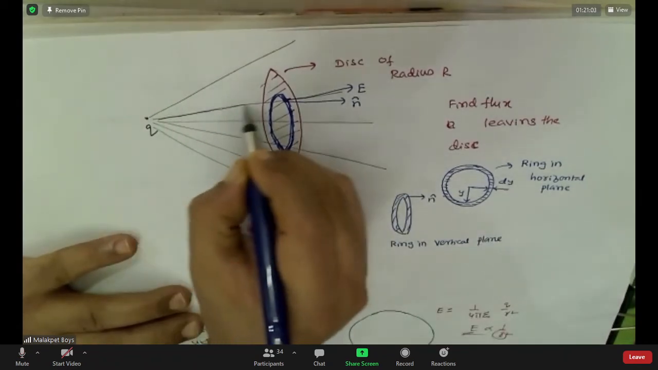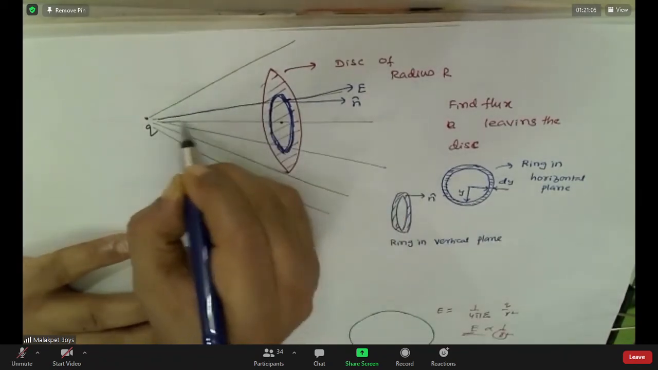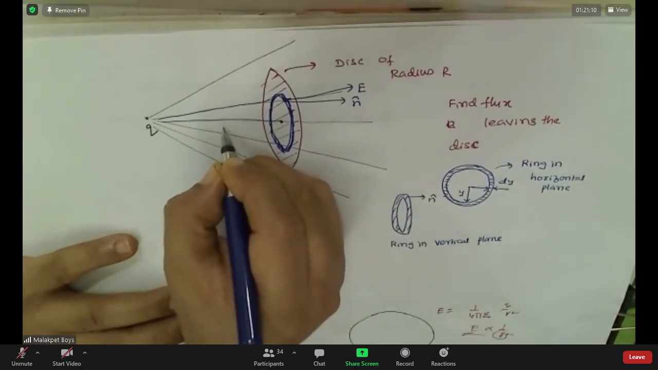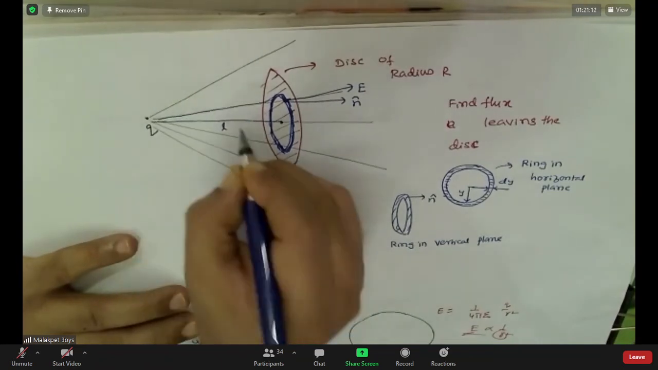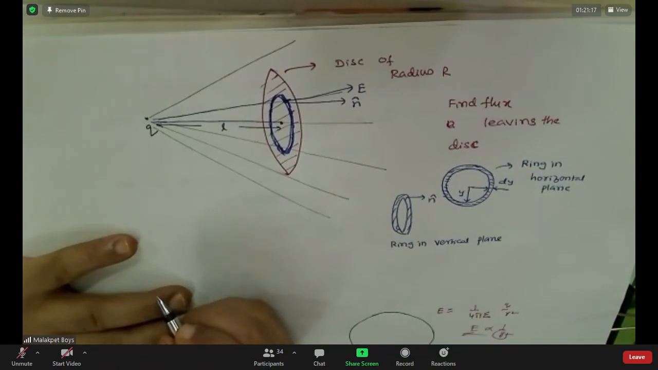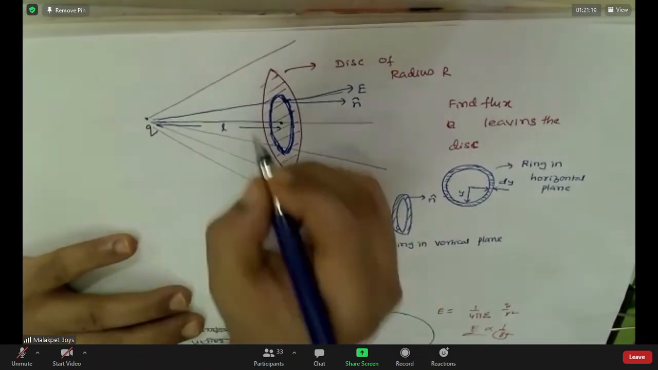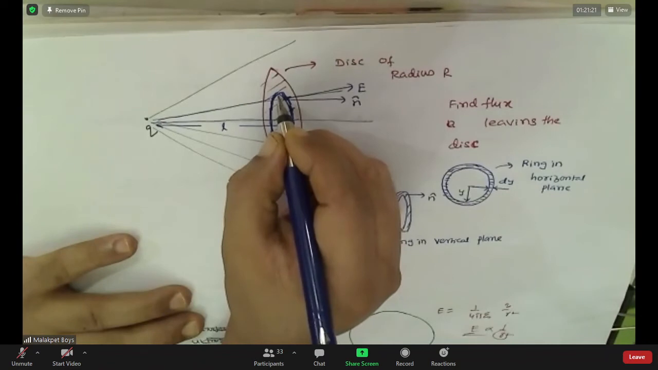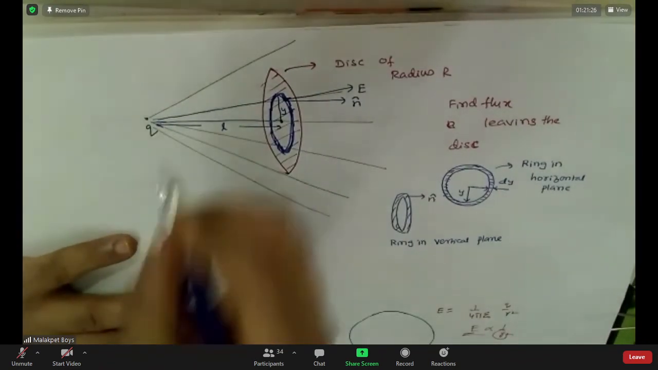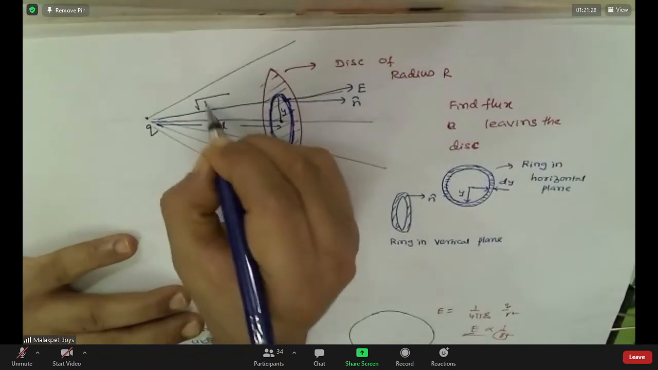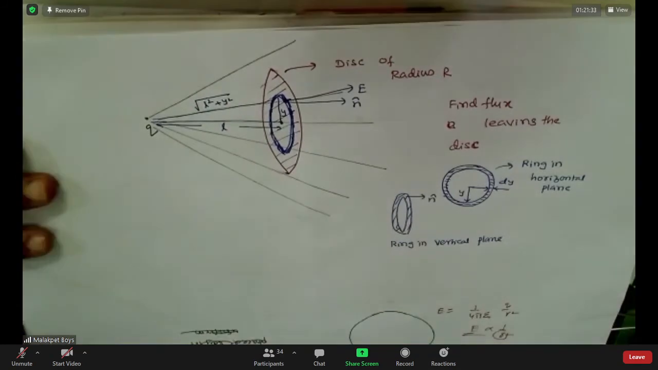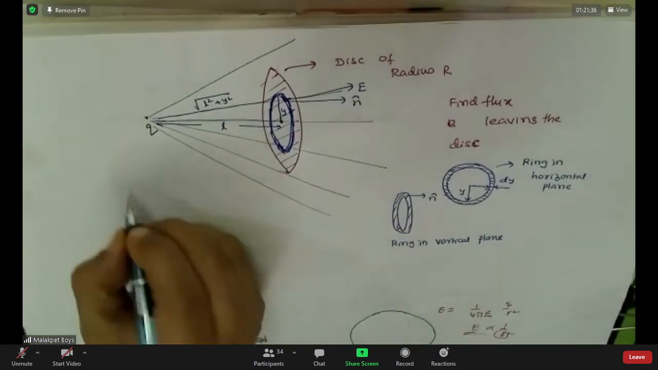So if you take this as a center, say this is at a distance of some L from this point charge. He'll give the location of the ring now. This is Y, not R, Y. Can you tell what is this? Root over L square plus Y square. So what is the electric field at the location of the ring?